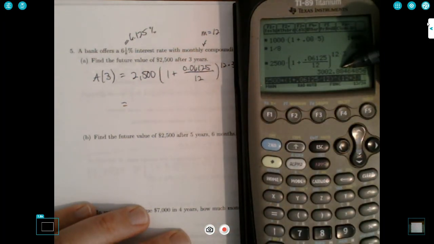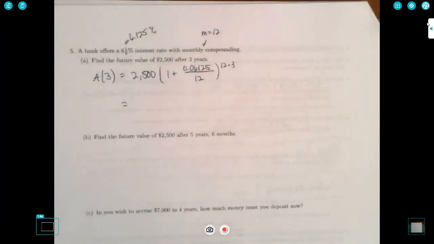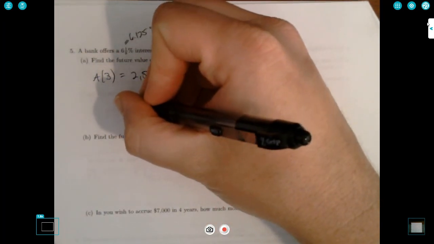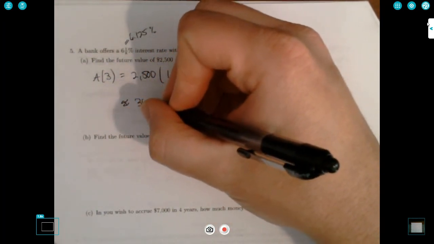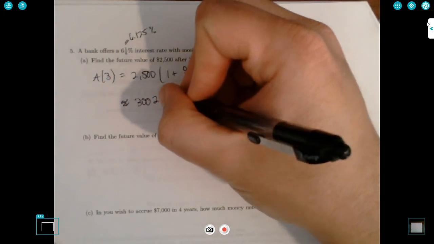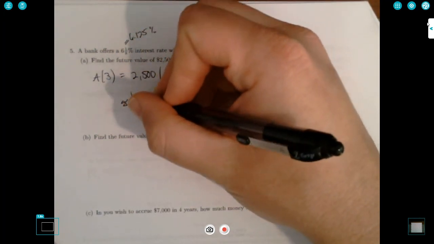But that's about $3,002.88. 88 cents, right? So this time when we round, we're rounding to the nearest penny. The next number is a 4, so I don't round up. I just keep that 88. So $3,002.88.